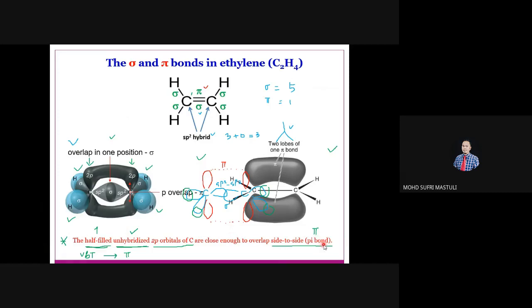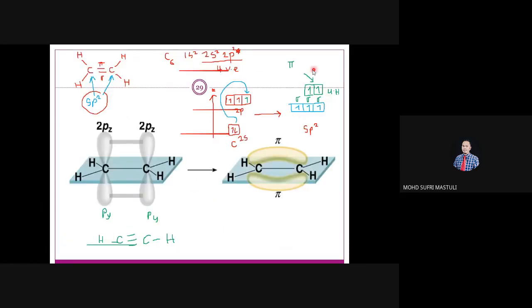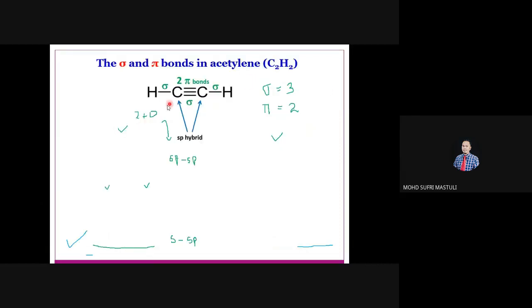Last but not least, remember this statement. The pi component should be the unhybridized p orbital, which is half-filled. So I explain it with the energy level diagram. I show how the unhybridized orbitals form the pi component.